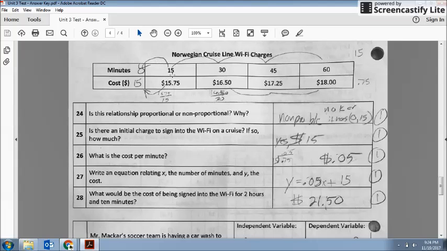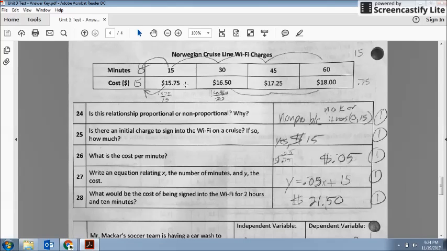So I do y, which is cost, divided by x, which is the minutes, because I'm going to try to find k first. So when I do 15.75 divided by 15, I know I'm going to get $1.50. When I do 16.50 divided by 30, I'm not getting the same. So therefore, I know this is not proportional. Okay, so I can write non-proportional.